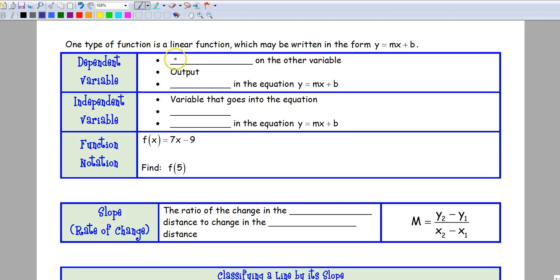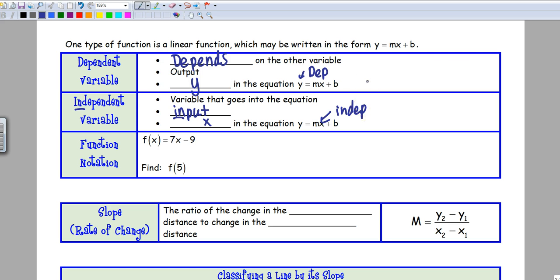The dependent variable, shockingly, depends on the other variable. It's your output, and the variable is y in the equation y equals mx plus b. So that guy is dependent. The independent variable is the variable that's getting plugged into the equation. So since it's getting plugged in, it's the input, independent input, and it is the x in the equation y equals mx plus b.